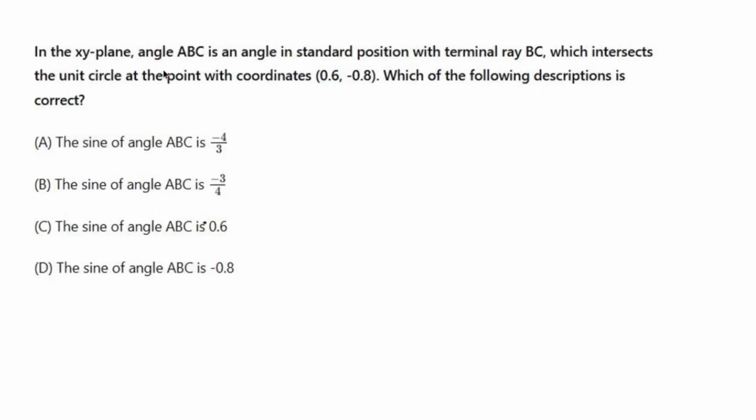In the xy plane, angle ABC is an angle in standard position with terminal ray BC, which intersects the unit circle at the point with the coordinates 0.6, -0.8. Let's draw ourselves a unit circle quick. A unit circle has a radius of 1, so we can put a point over here that's 1, 0, and we can say that my radius is 1. What I'm doing is I'm making an angle that the ray of the angle lands on the point 0.6, -0.8.